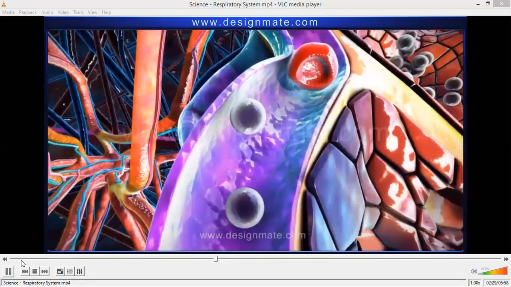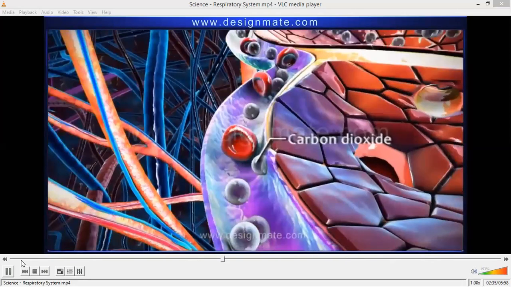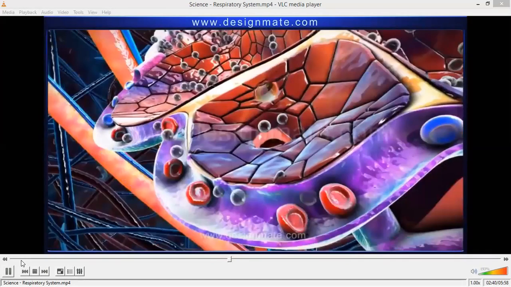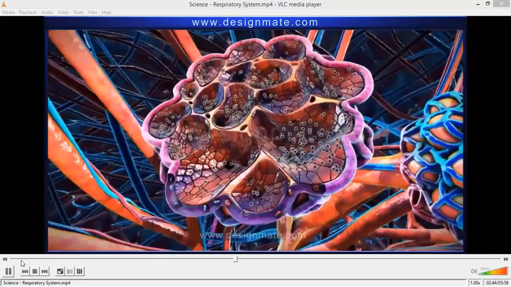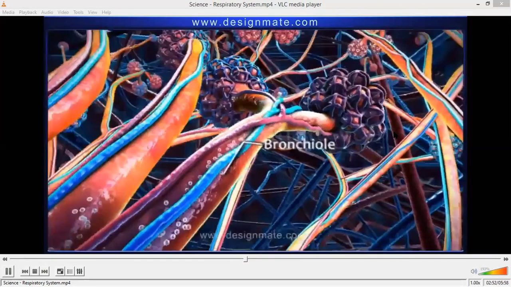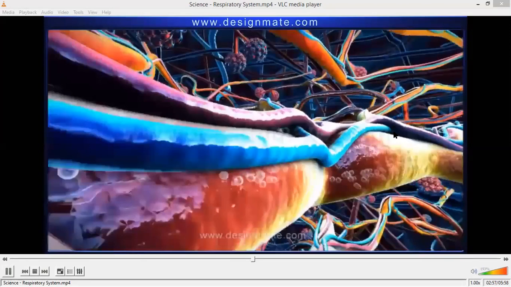The alveolus contains RBCs and carbon dioxide molecules. These molecules are released into the alveolus. The carbon dioxide collects in the alveolar chamber. And then from the alveolus, it travels through the bronchioles into the bronchus, which finally reaches the trachea and is breathed out through the nostrils.